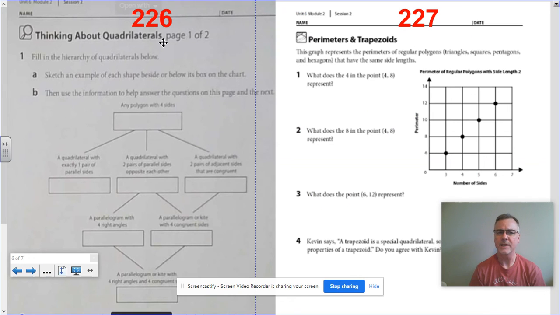So when you're working on your assignments, if you haven't done Bridges Book 226 yet, make sure you get that completed. And then for today, you're going to work on Bridges Book 227. Read the directions. They're pretty self-explanatory. What does the 4 in point 4-8 represent, and so on and so on. And look back to any of the sources that we've got, or any of the songs or videos.